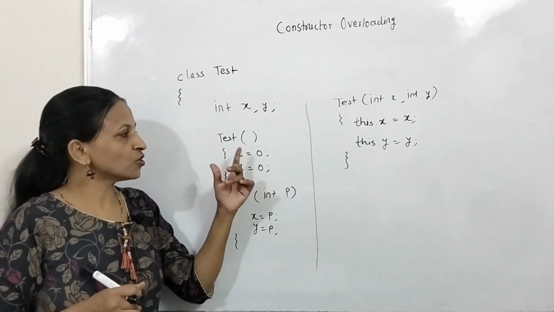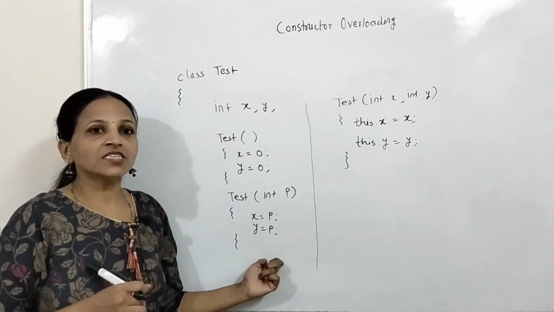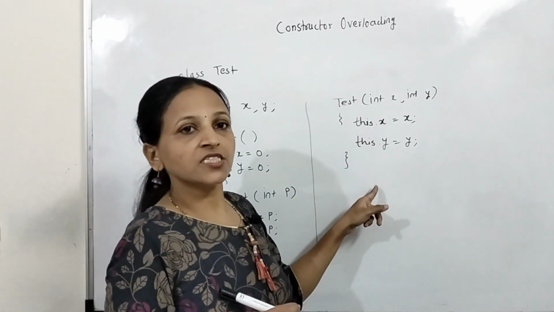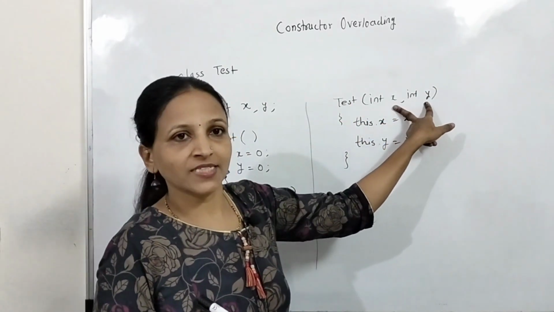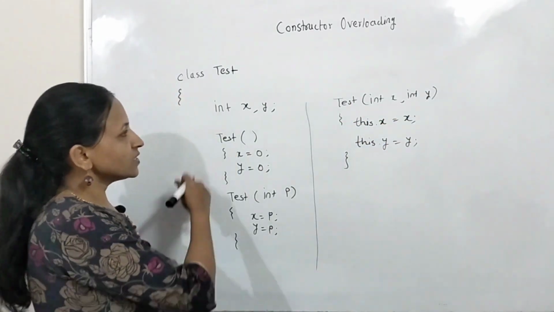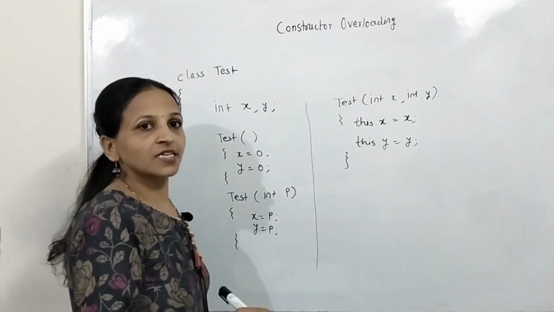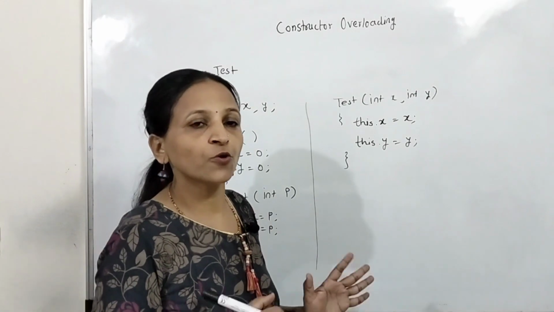The first constructor is a no argument constructor. The second constructor is taking only one argument of type integer, and this third constructor is taking two arguments. See, this is a class and it has three constructors in it. This is nothing but the constructor overloading concept.